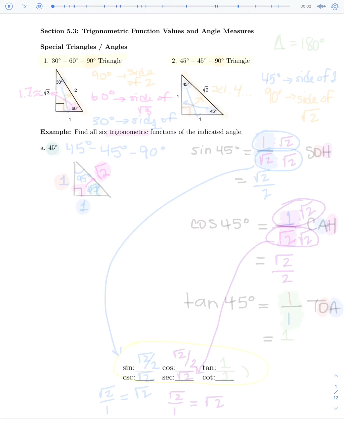In section 5.3, we're going to talk about two different special triangles that we'll see. You should have these memorized, and we're going to see them over and over and over again throughout this entire semester. One of which is the 30, 60, 90 triangle. Now, it's called a 30, 60, 90 triangle. The 90 degrees means we've got a right angle, which we do, that's that little box.